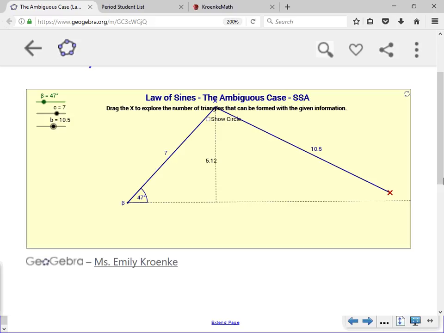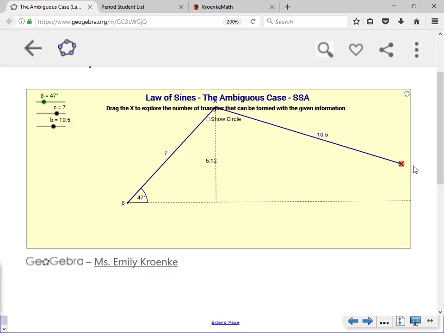I currently have angle B set to 47, side C is 7, and side B is 10.5. You can see over here on my 10.5 side, these things are fixed. As I move this side, it doesn't change length. It's still 10.5. I'm not making it shorter or longer. It's always set at 10.5. This side over here is set at 7, and it's not going to change. And I've been given an angle of 47 degrees, so that's also not going to change at all.